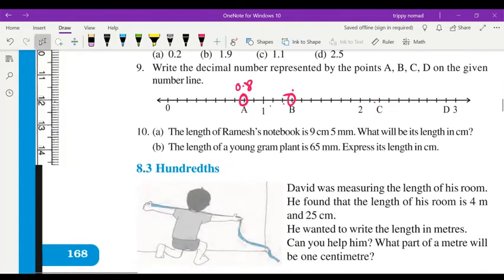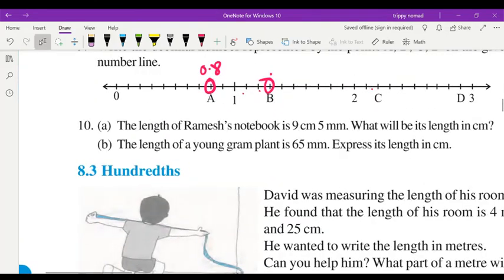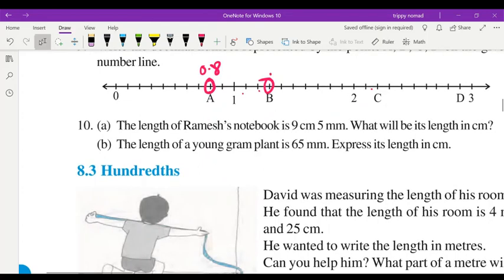Now question number 10. The length of Ramesh's notebook is 9 centimeter 5 millimeter. What will be its length in centimeter? I already explained to you in question number 6 how to convert, so you can do it yourself. And the length of a young gram plant is 65 millimeter. Dividing by 10, that will be 6.5 centimeter. I explained this also, so you will do it yourself, children.